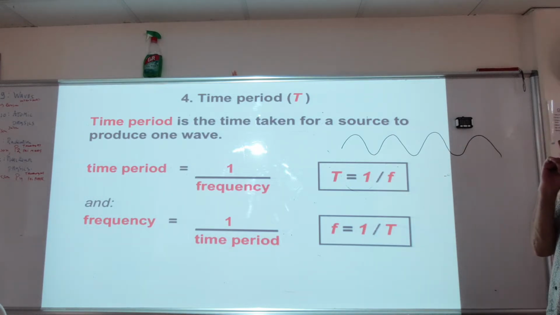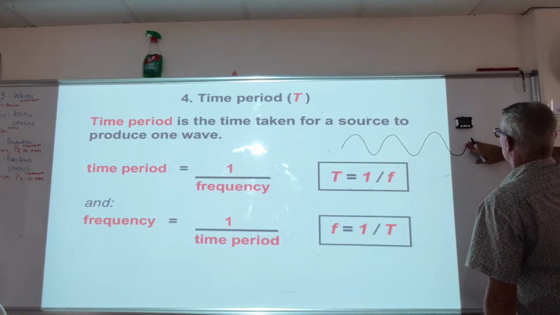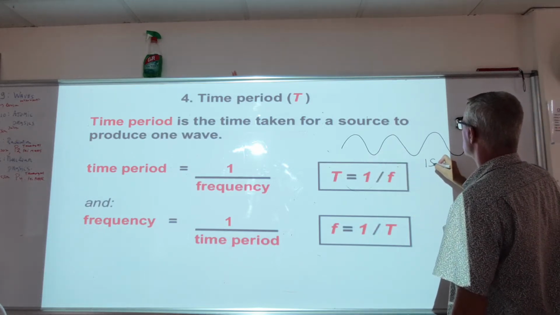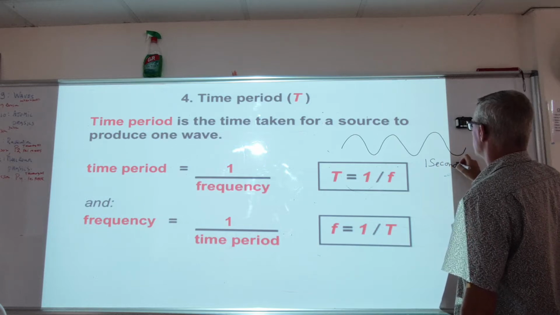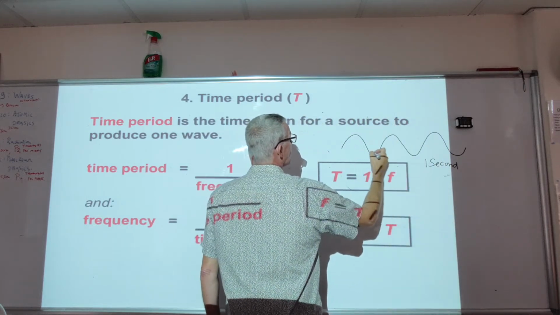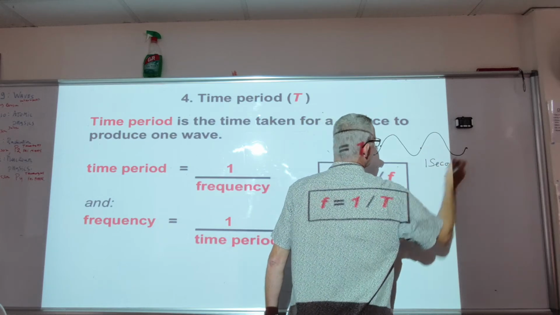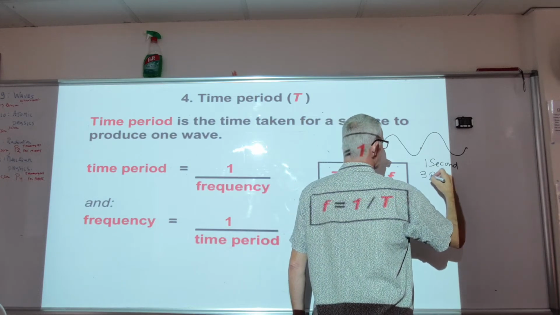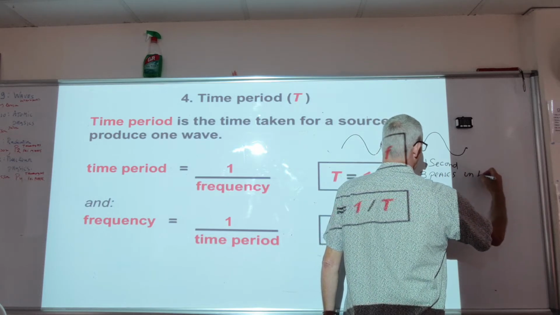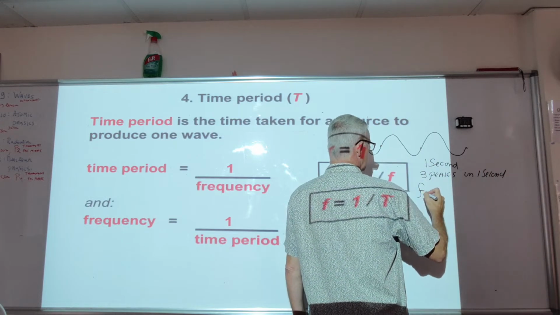Now let's look here. Let's say this wave is passing in 1 second. Now we have to calculate how many waves are passing, how many peaks are passing. 1, 2, 3. So we have 3 peaks in 1 second.